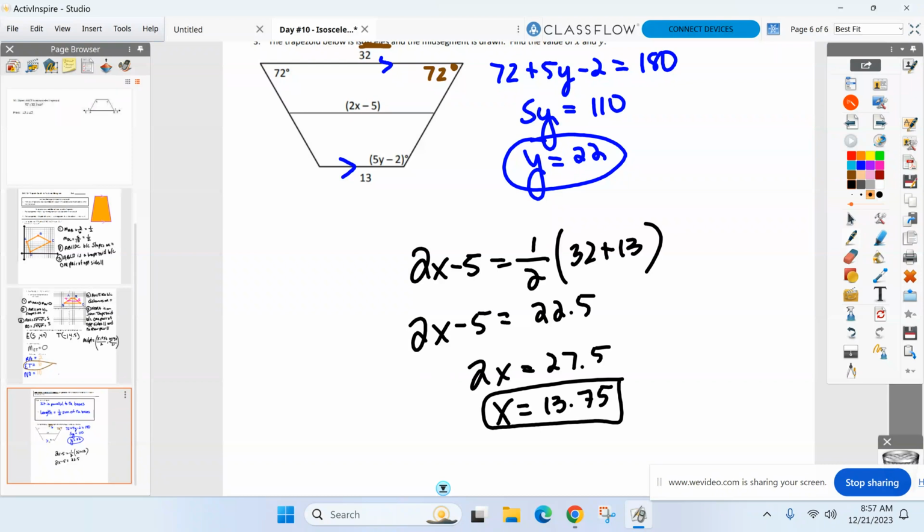Just a warning. When you head over to the next question on the homework, it's just the trapezoid. I didn't put the word isosceles with it. So be careful on number 1. It's not isosceles, so the base angles are not equal on number 1. Watch yourself there.